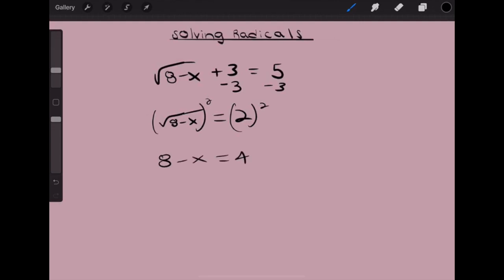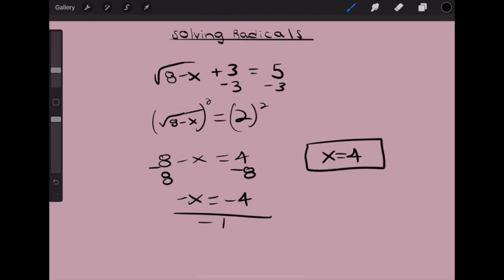to 4. Now, to get rid of this 8, so we can have x by itself, we just have to subtract the 8. So now we'll have negative x is equal to negative 4. Then we just divide by negative 1. And we have x is equal to 4. And that is your answer.